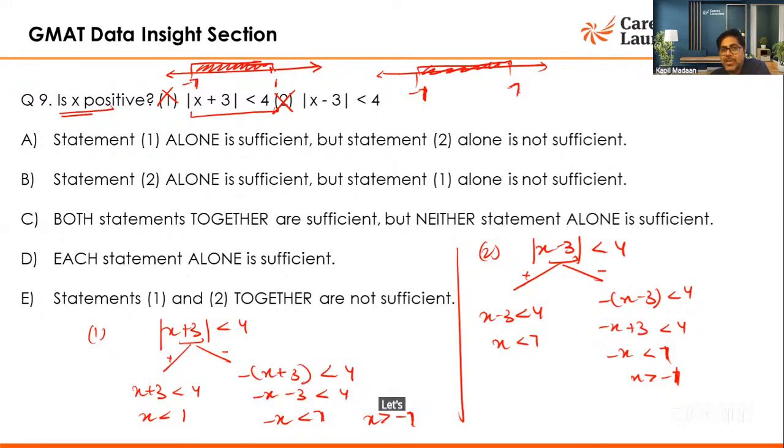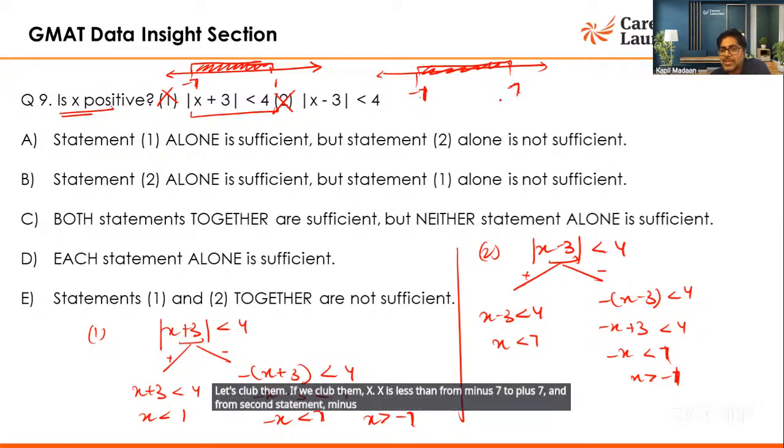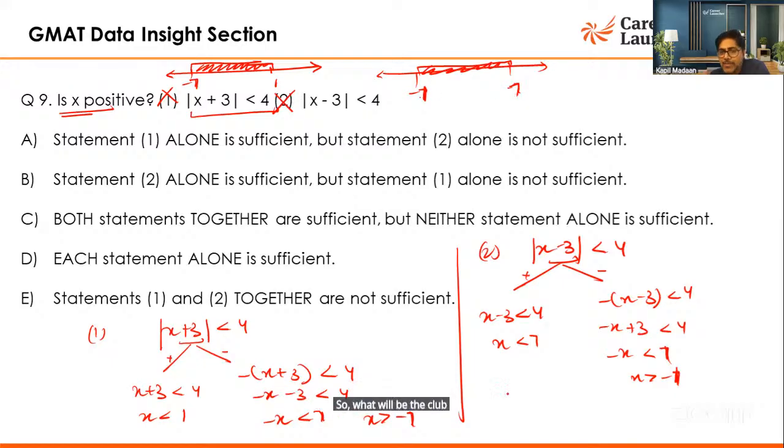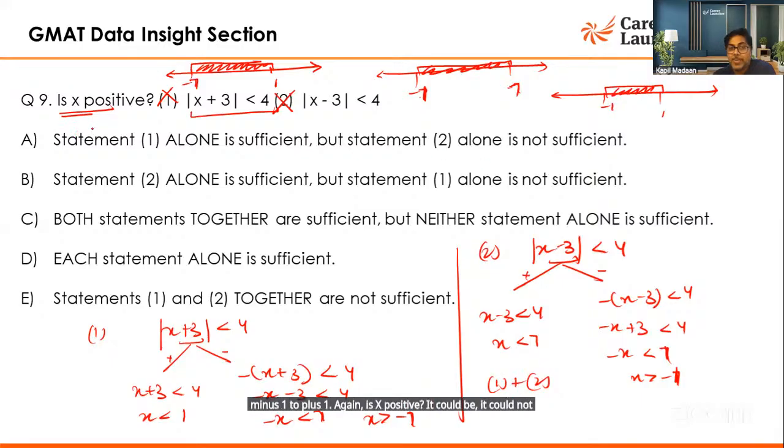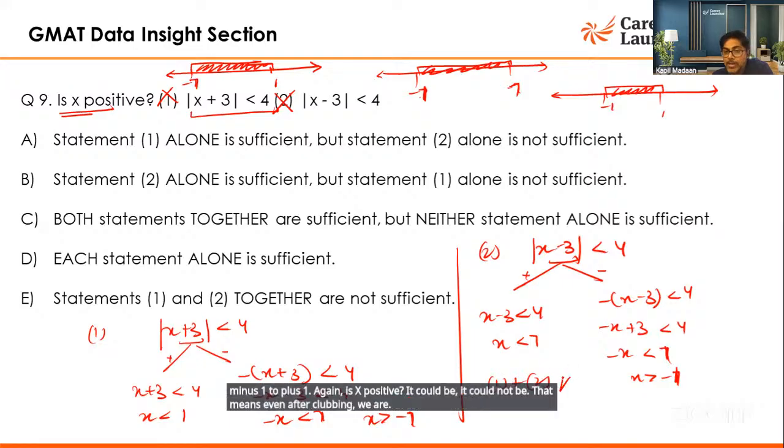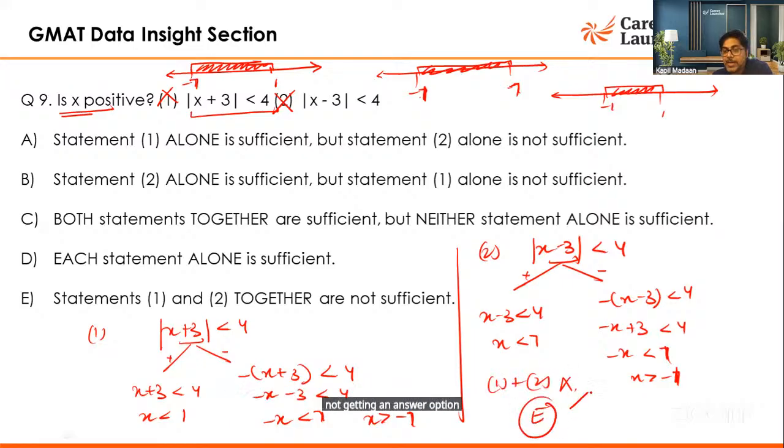Let's club them. If we club them, from the first statement x lies from minus 7 to plus 7, and from the second statement minus 1 to plus 7. So what will be the clubbed region? Can we say that if you combine the first and second, you'll get that x lies between minus 1 to plus 1. Again, is x positive? It could be, it could not be. That means even after clubbing, we are not getting an answer. Option E is the correct one here.